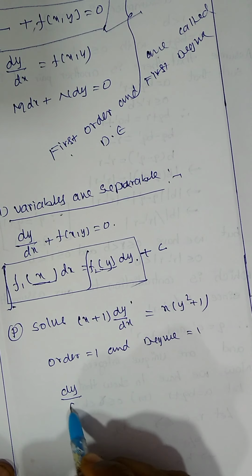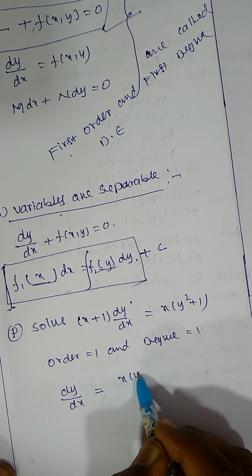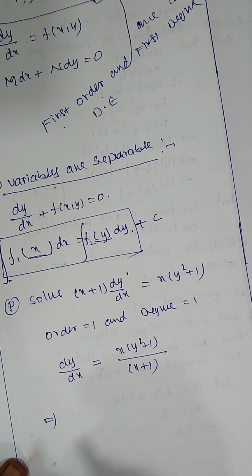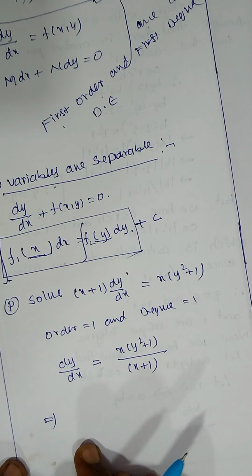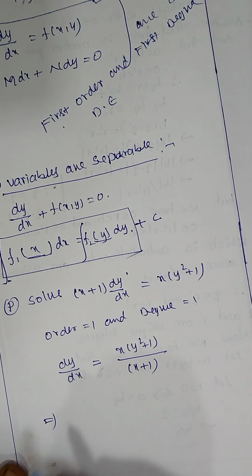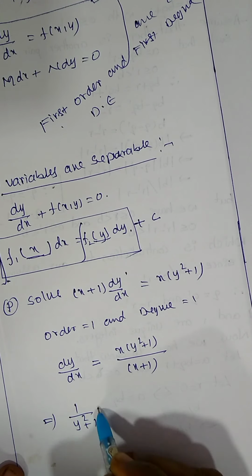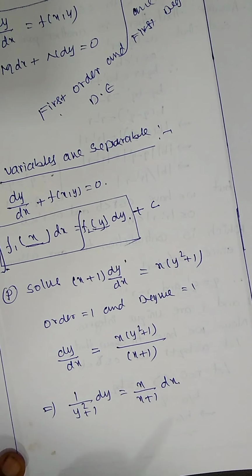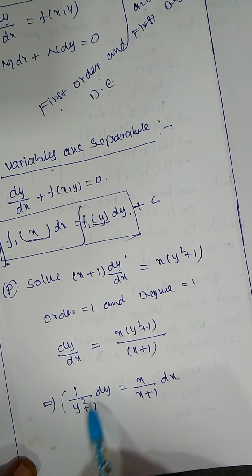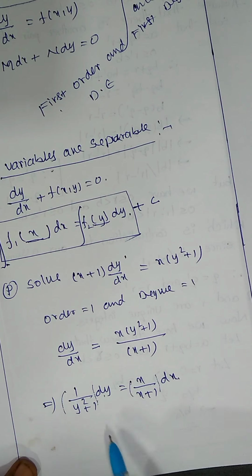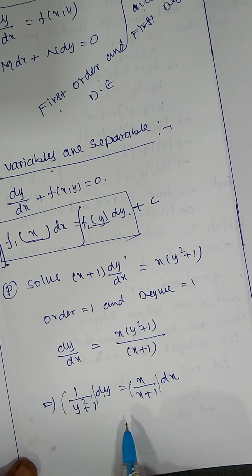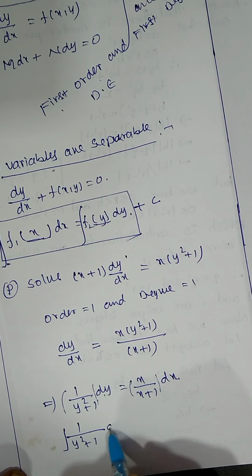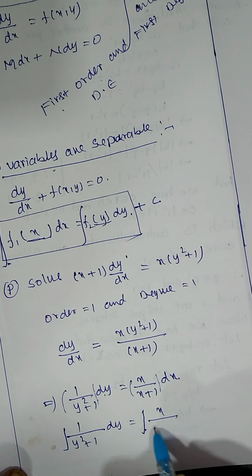Now dy by dx equal to x (y square plus 1) by (x plus 1). Now this dx we bring from LHS to RHS, and this y square plus 1 from RHS to LHS. So we can write 1 by (y square plus 1) dy equal to x by (x plus 1) dx. Here the variables are separable, that means all terms of y into dy equal to all terms of x into dx. Now integrating on both sides, integration of 1 by (y square plus 1) dy equal to integration of x by (x plus 1) dx.